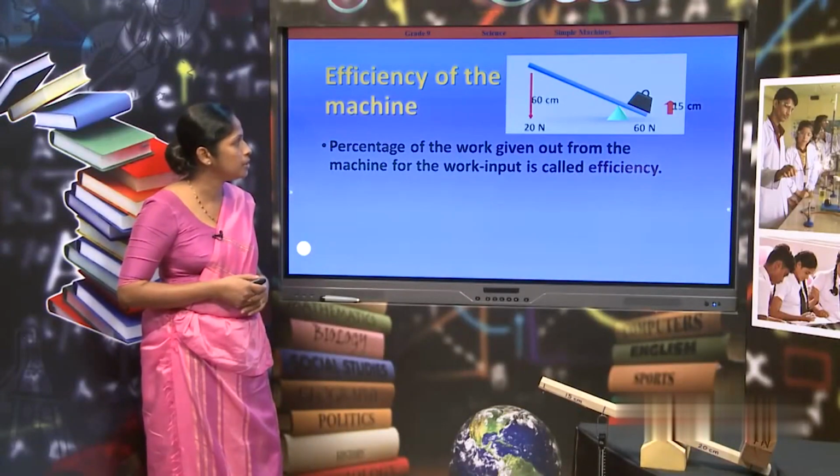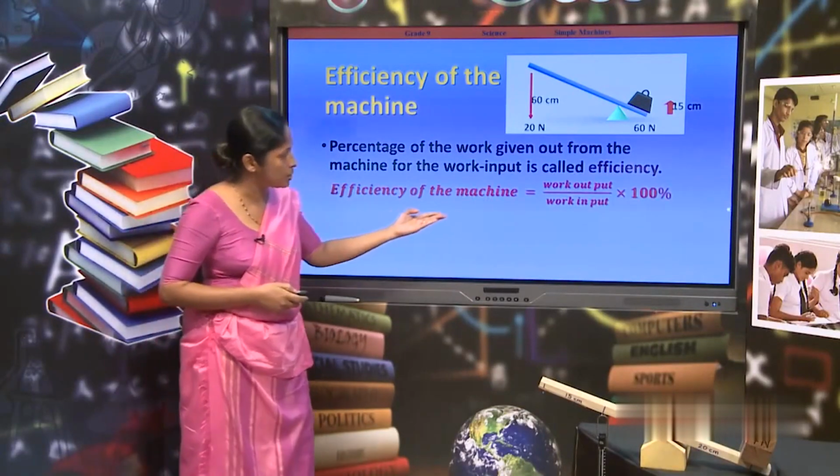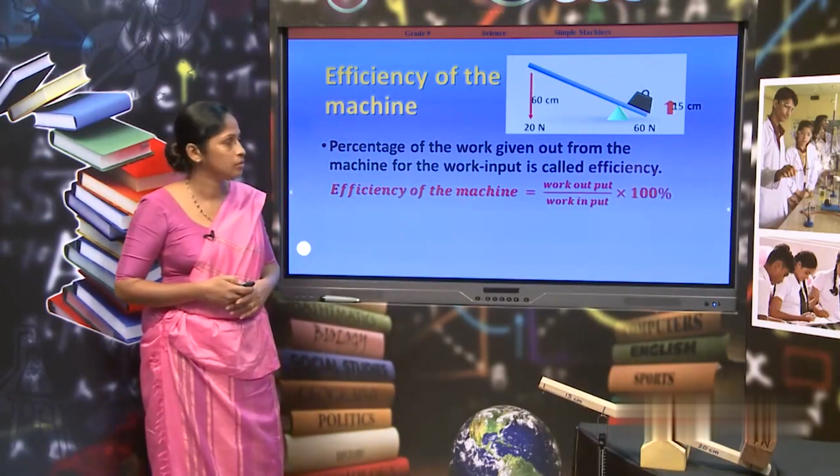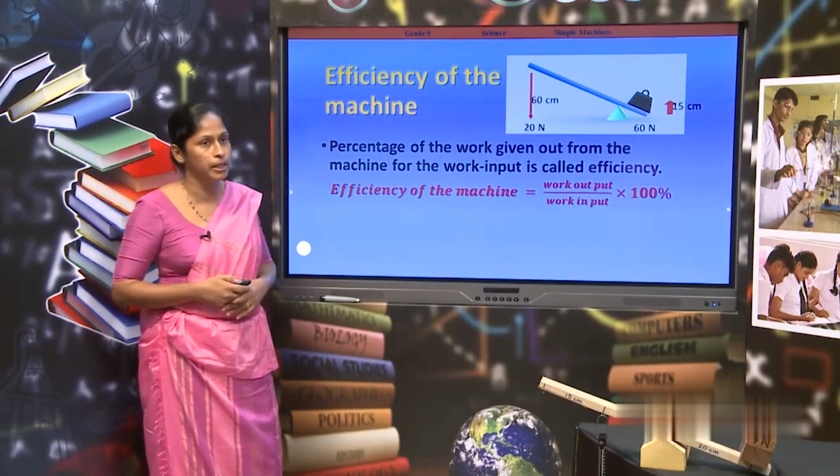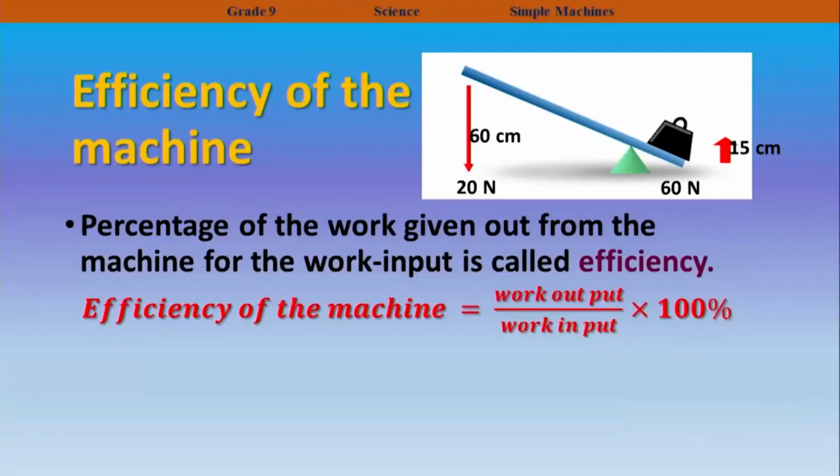Another important thing in the machine is the efficiency of the machine. Efficiency means how the machine uses the force exerted to do the work. It can be calculated by this equation: work output divided by work input multiplied by 100. Why do we multiply it by 100? It is a percentage. You all know percentage. The percentage of the work given out from the machine for the work input is called efficiency.